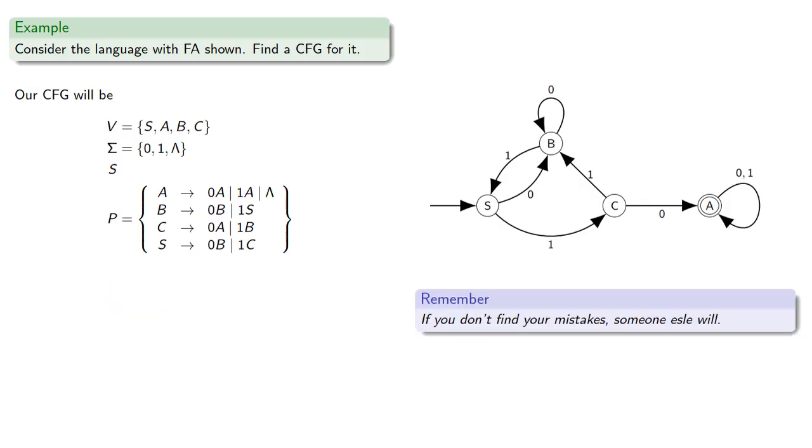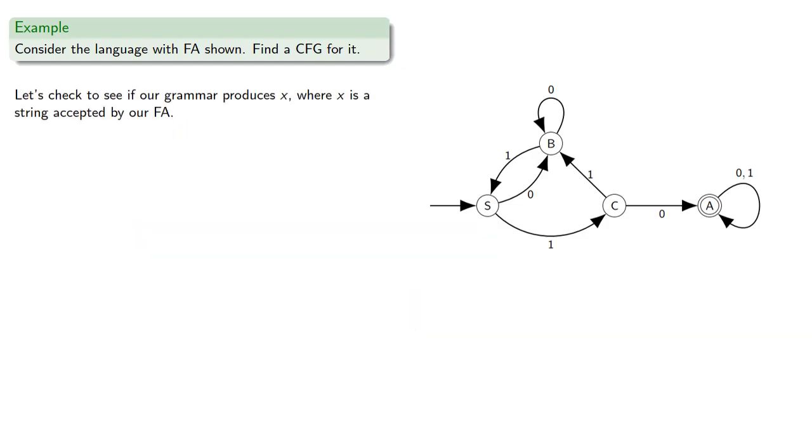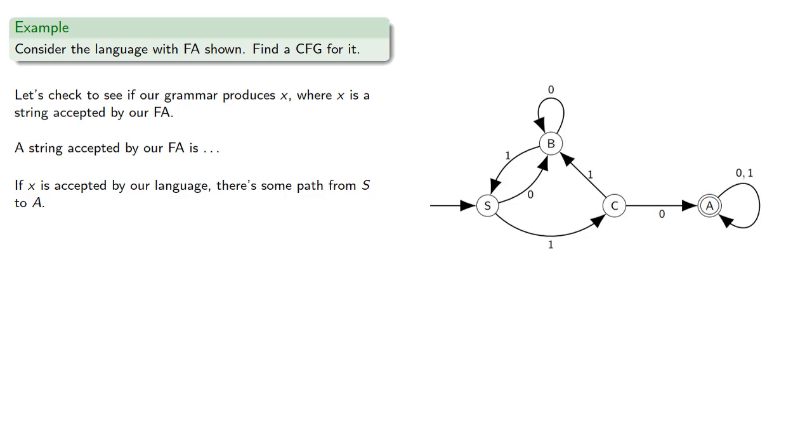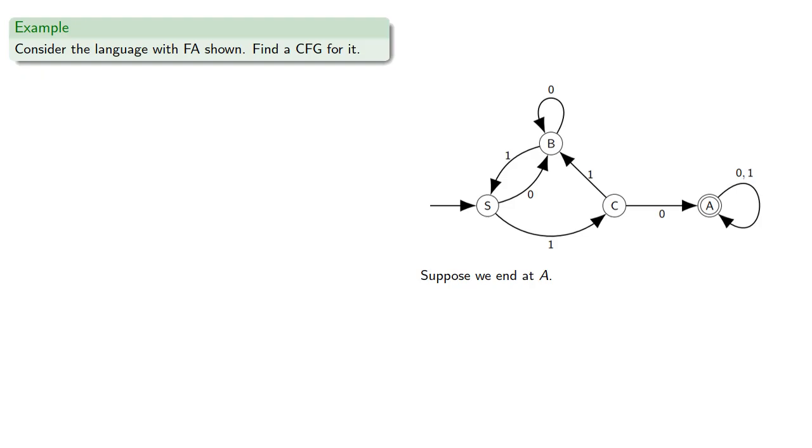And remember, if you don't find your mistakes, someone else will. So let's check to see if our grammar produces x, where x is a string accepted by our finite automaton. A string accepted by our finite automaton is, well, it's kind of hard to say just looking at the finite automaton, but we might approach it this way. If x is accepted by our language, there's some path from S to A. So let's try to work backwards from A. So suppose we end at A, that'll be our accepting state.